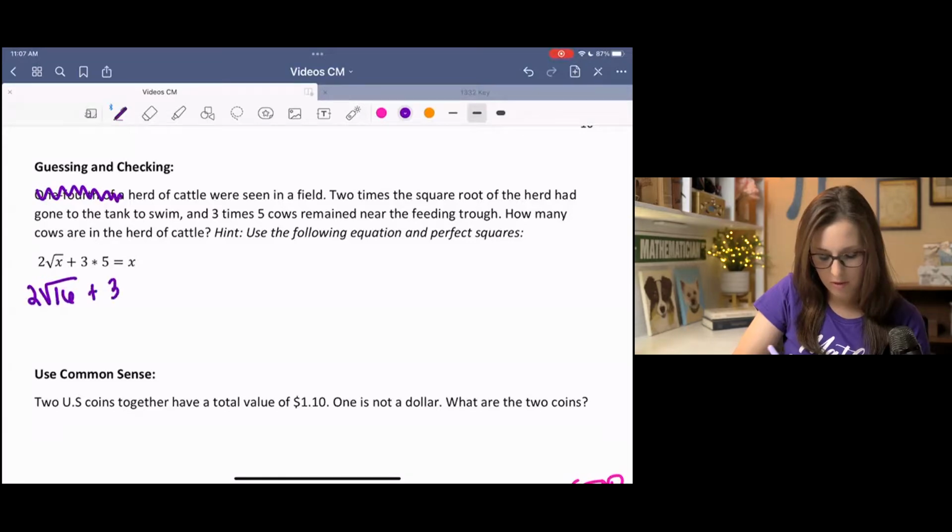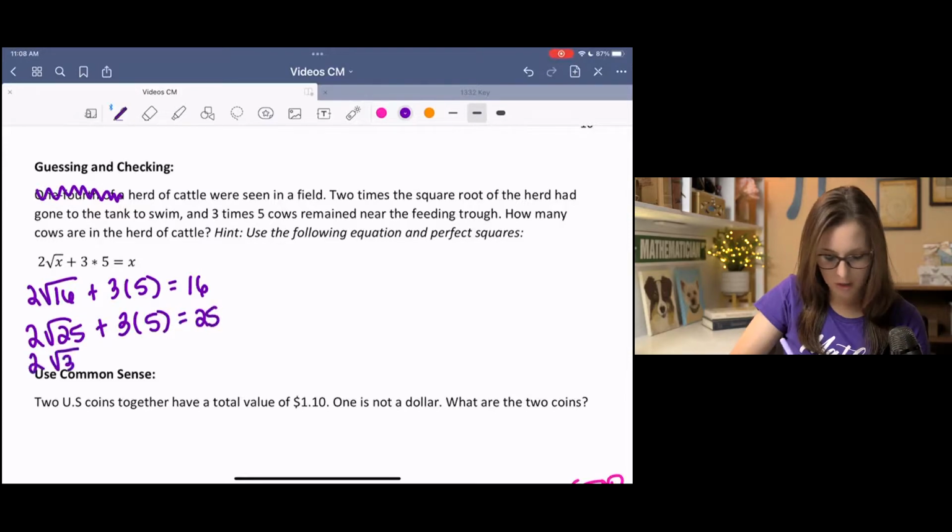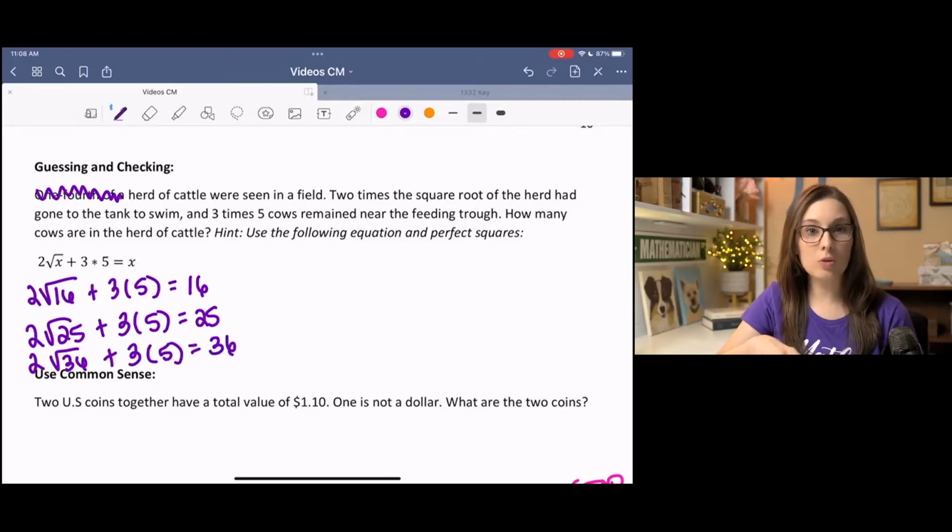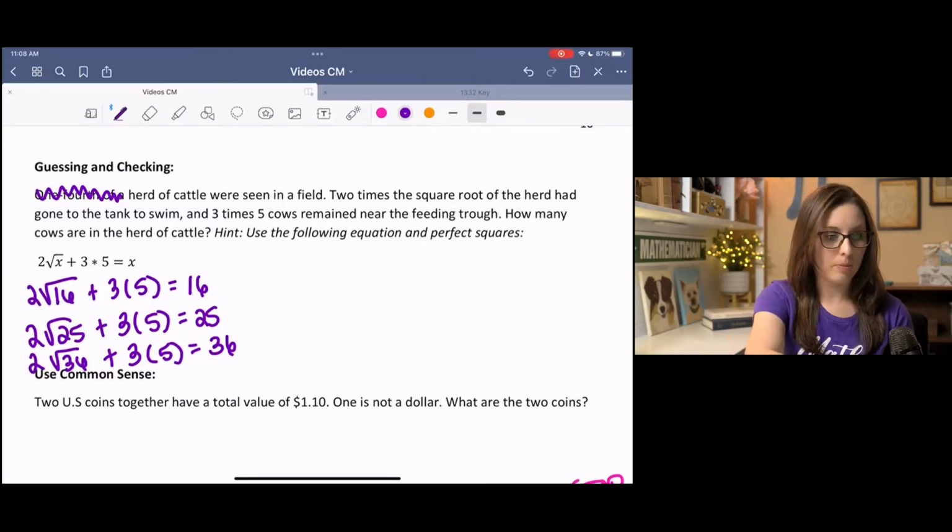So we could plug in 16 and see if that came to be true. We could plug in 25 and see if that came to be true, and so on. So you're just going to kind of play with that until you find the correct number. So go ahead and check each of those, see which one comes out to be true, and whichever one is true, which means they're equal, is our solution.